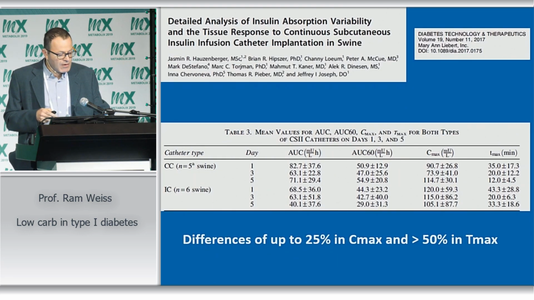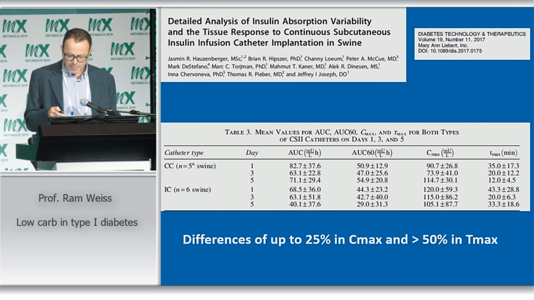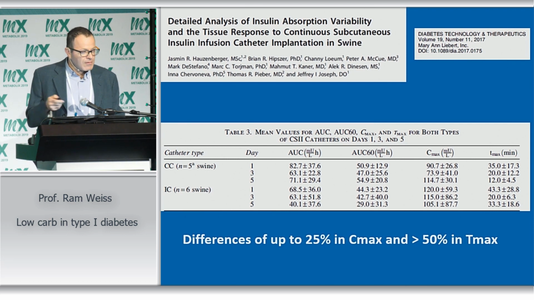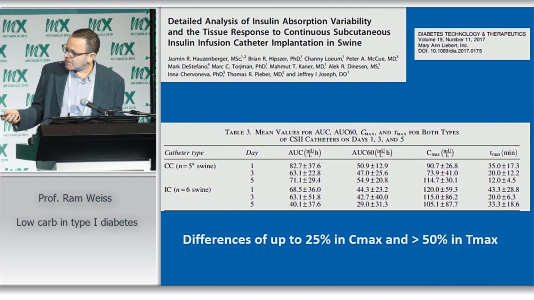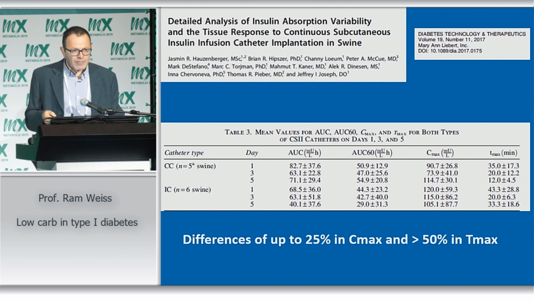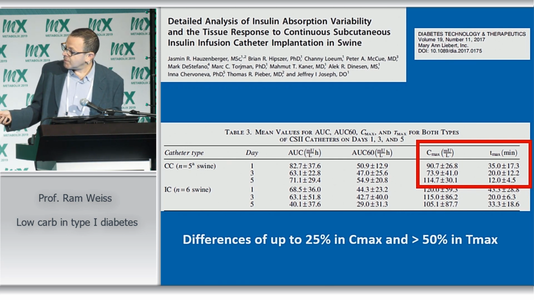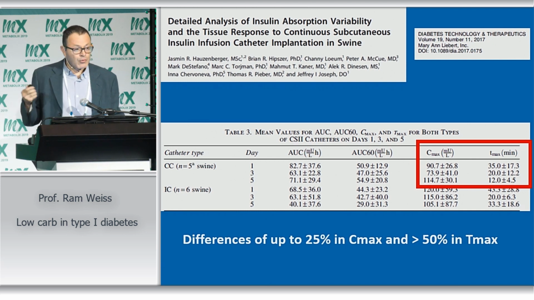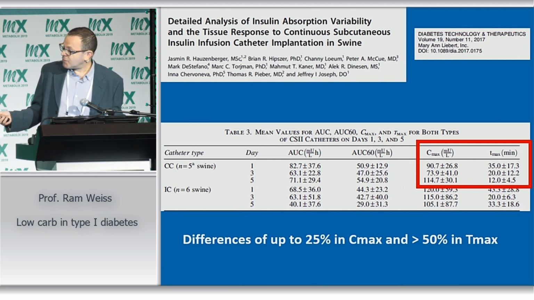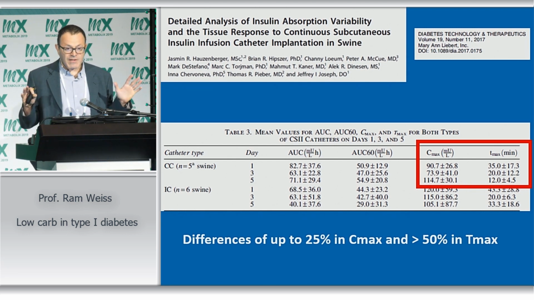Now, if you look at the site of the catheter of your pump, for those who have pumps, this is a paper actually done in swine, not in humans, but it's actually the nicest one. They try to differentiate between two catheters, but let's look only at the control catheter. You look at the same bolus given on day number 1, day number 3, and day number 5 of the catheter. Some patients keep their catheters for 4 or 5 days. And if you look at the maximal concentration of the insulin achieved in plasma and the time to reach this maximal concentration, you're going to see differences of 25% in the Cmax, 50% in the Tmax. Totally different profile on different days of the pump.